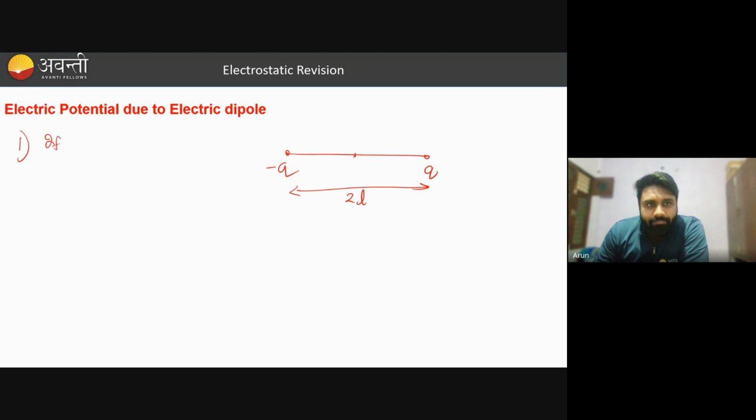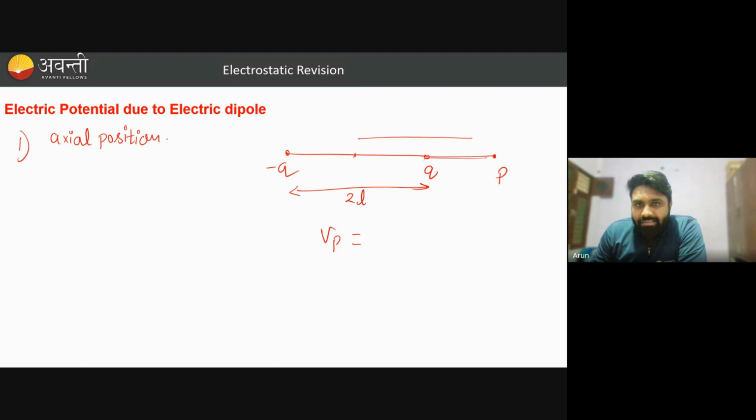At the axial position. Here is the point P, let's say, and you need to find the potential. So V at this P, what should it be? Potential by this charge plus potential by this charge. Let's say this distance is R. What about this distance? This is L. So it is R minus L, and for this point charge, it is R plus L.